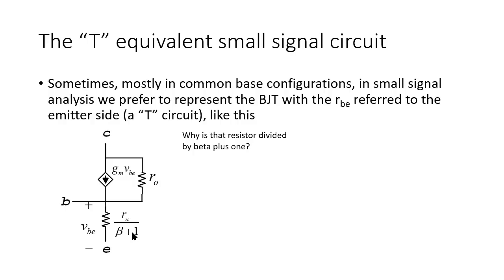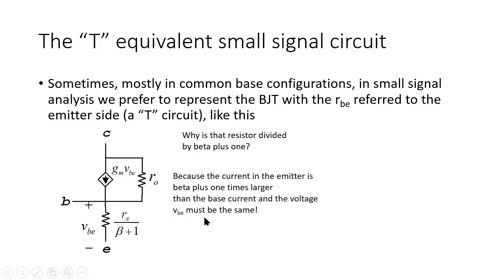The reason is simple, you see. The voltage difference between the base and the emitter, VBE, has to be the same in this model or in the pi model before. But in the pi model before, that voltage was R pi times I beta. Now, the resistor is drawn on the emitter branch, and in the emitter branch the current is beta plus 1 times larger. If we want to have the same voltage, then the resistor has to be beta plus 1 times smaller.